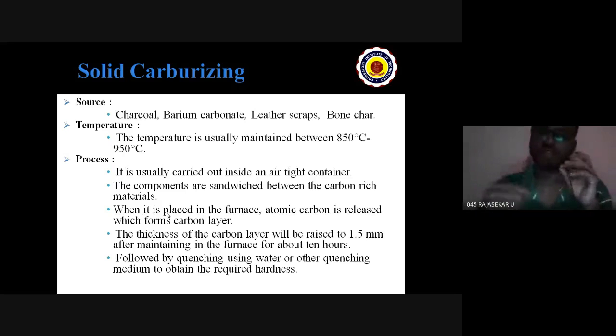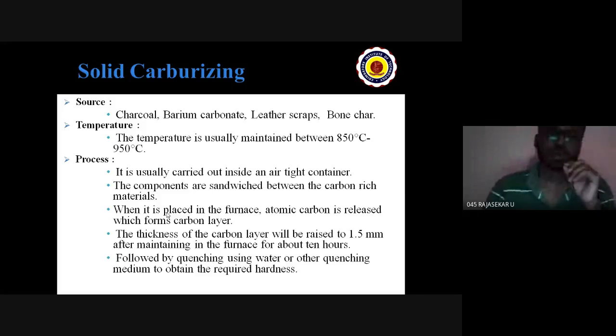Due to the high temperature, the carbon will be atomized and it forms a carbon layer around the surface of the component. Then the thickness of the carbon layer will be raised to 1.5 mm after maintaining in the furnace for about 10 hours. Then it is followed by quenching, generally using water or any other quenching agent, to obtain the required hardness.